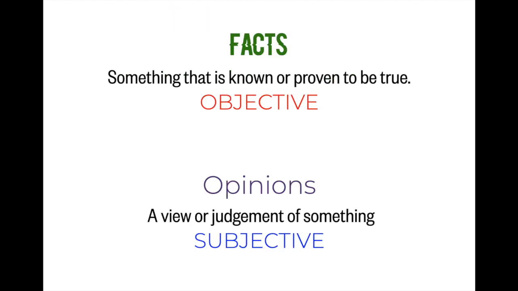Let me provide you with some definitions. A fact is something that is known or proven to be true. For example, what is the capital city of France? The capital city of France is Paris. That's a fact. You can't say, well, you might believe that the capital city of France is Paris, but I have a different opinion. Well, it doesn't matter because it's a fact. And something that is factual, we call that objective. It's not down to personal opinion, it's an objective fact.